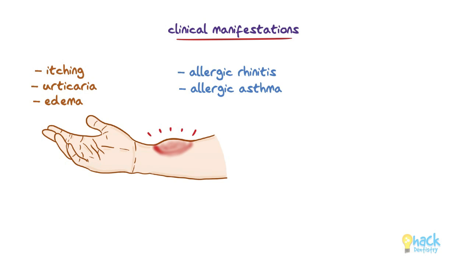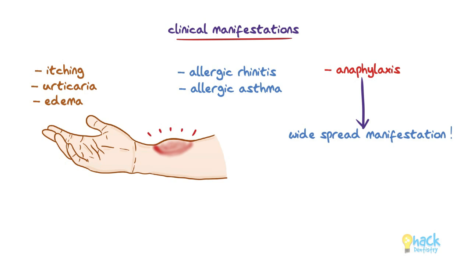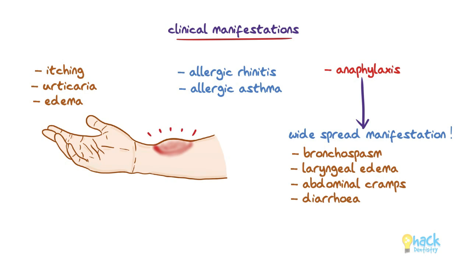One of the most important complications of type 1 hypersensitivity is systemic anaphylaxis, which is a widespread systemic manifestation of type 1 hypersensitivity characterized by bronchospasm resulting in difficulty in breathing, laryngeal edema further compromising breathing, abdominal cramps, as well as diarrhea. The patient may also develop ischemia in multiple organs due to a widespread vascular permeability, leading to anaphylactic shock and death.